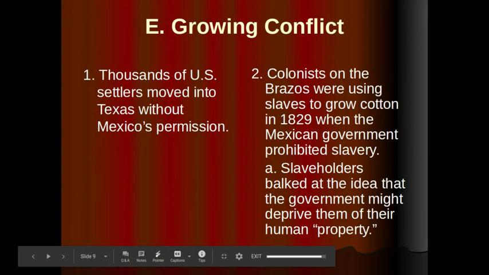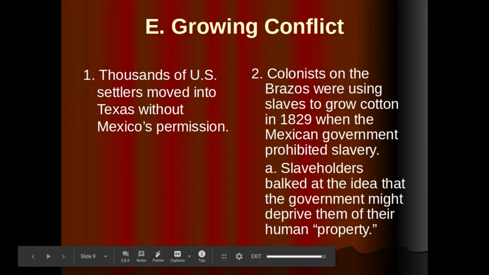So obviously there was a growing conflict. People that were American settlers were used to living under an American government that had led to more freedom. Obviously, they were not constrained to the Roman Catholic Church at that point. They were able to kind of worship or have freedom of their religion. They were also able to have slaves, especially the southern states. So thousands of US settlers moved into Texas without Mexico's permission and without making these exchanges of becoming a citizen, speaking the language, being involved in the Roman Catholic Church, as well as following Mexican government laws.